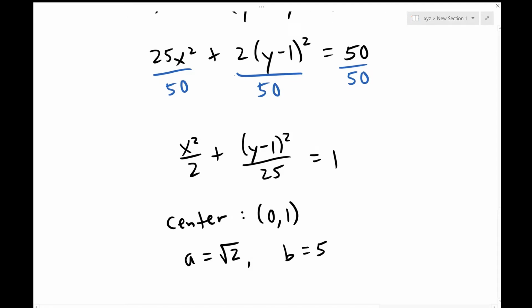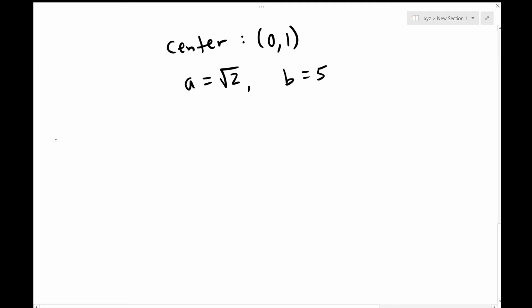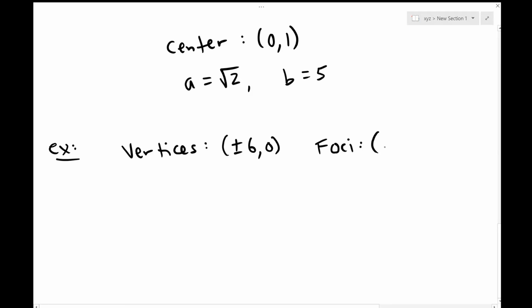Finally, let's take a look at some examples where we work backwards. So these will be problems where they give us information about the graph, and we use that information in order to find the equation. So suppose we are told that the vertices of our ellipse are the points plus or minus 6, 0, and that its foci are the points plus or minus 5, 0. What we're going to do is find the equation of this ellipse.